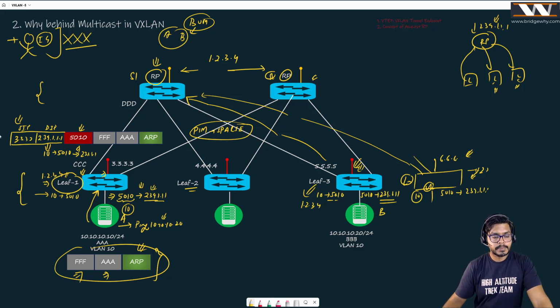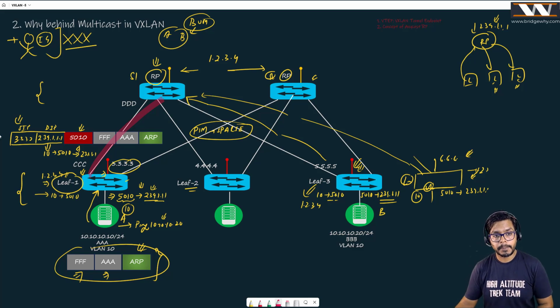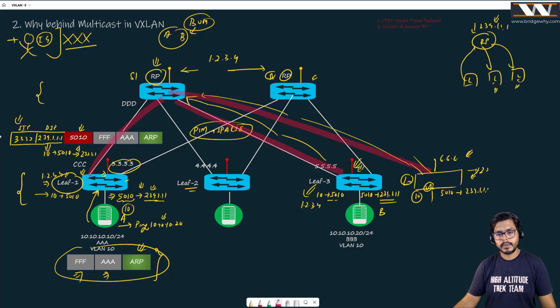We know that if this message is generated at 3.3.3.3, it knows where my RP is, so it is going to forward this message towards its RP. And the RP knows that I have received two join messages from leaf 3, which are 5.5.5.5 and 6.6.6.6. So I will be forwarding them over this 239.1.1.1 message over this tree, right? This one and this one.